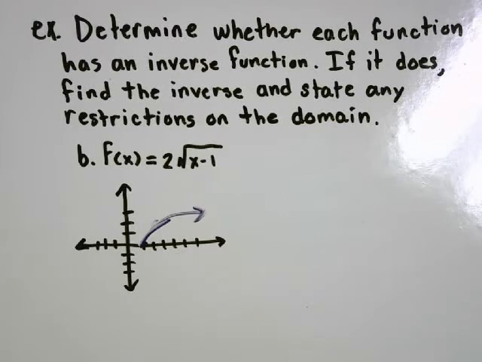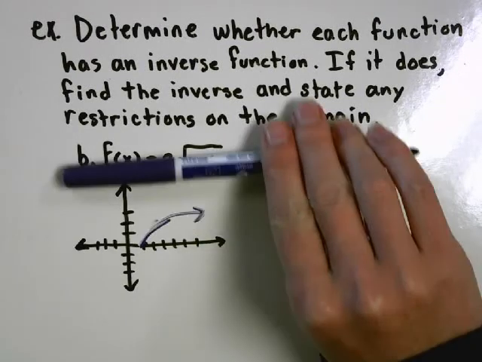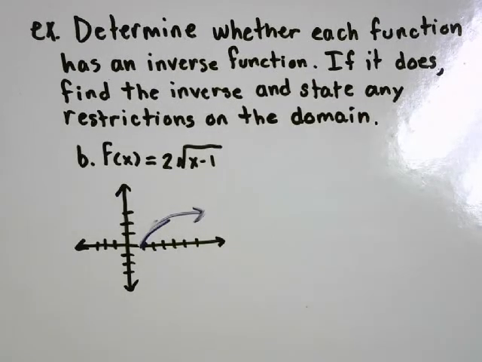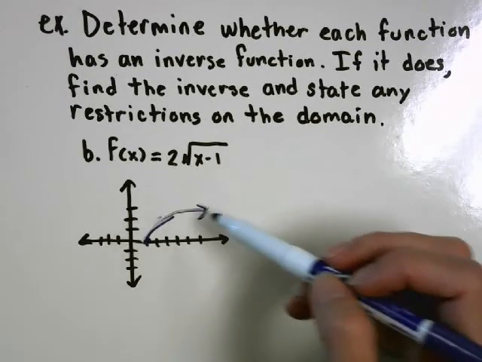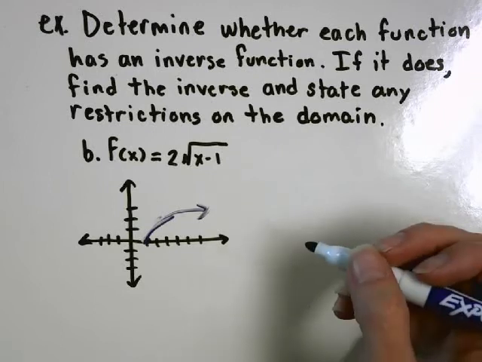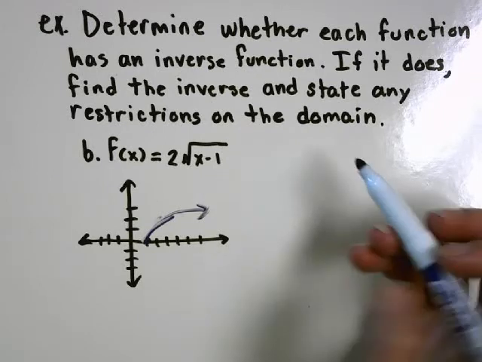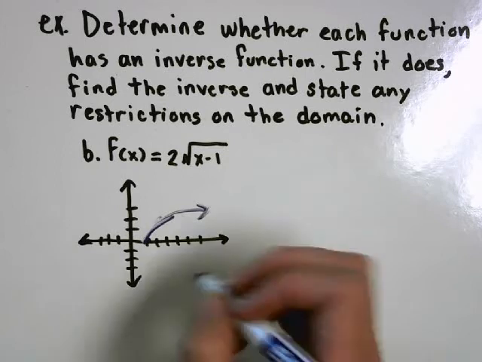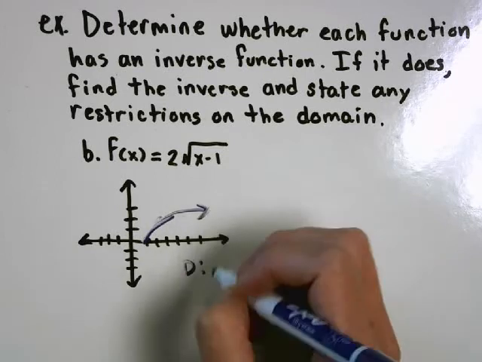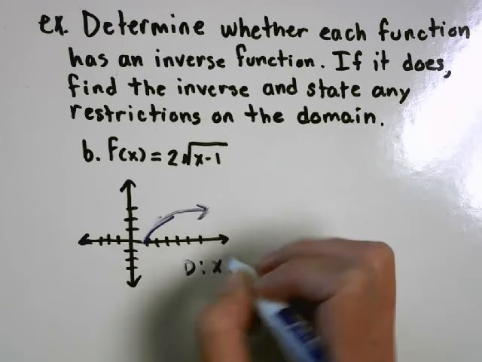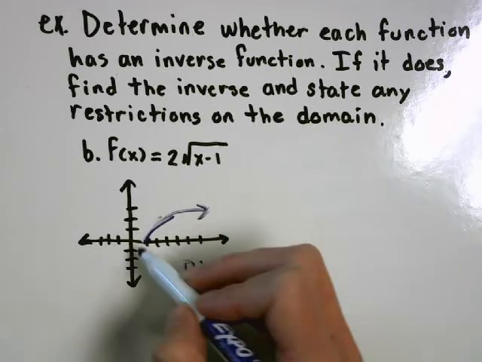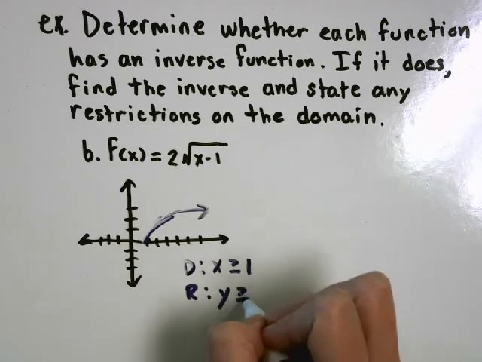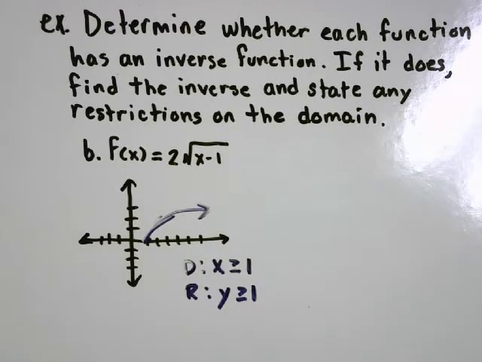So this one, again, has an inverse function because there are no issues here. If you have a problem in your homework and the original graph doesn't pass the horizontal line test, then you stop there. But this one does, so we will do the rest of this work. The domain here is x is greater than or equal to 1. My range is my y values, which is going to be greater than or equal to 1.